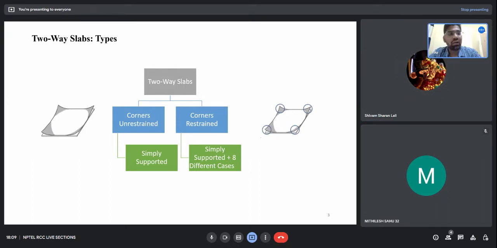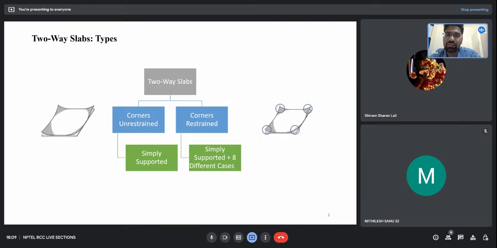I told you in the last class, in the previous lecture, that either Ly by Lx should be greater than 2. This is the first condition for a slab to be classified as one-way slab. And the other condition is that, irrespective of this ratio, if my slab is supported only on two sides, then whatever this ratio may be, I will classify it as a one-way slab. If it is supported on four sides, then I will have to see this ratio. But if it is supported on only two sides, then I will simply classify it as a one-way slab. So just remember these two cases for one-way slab.